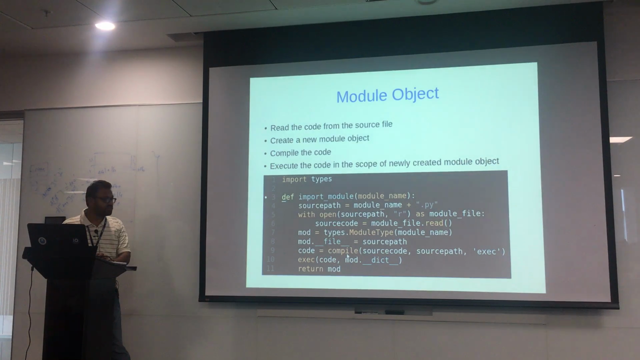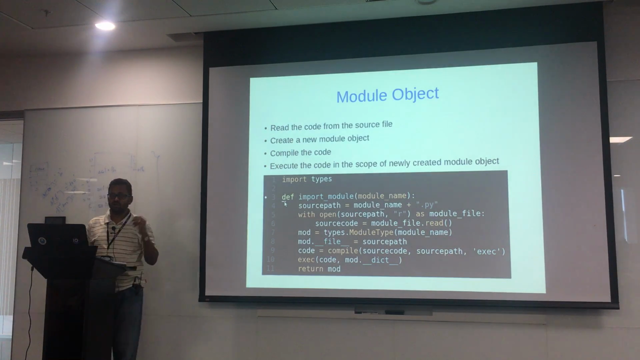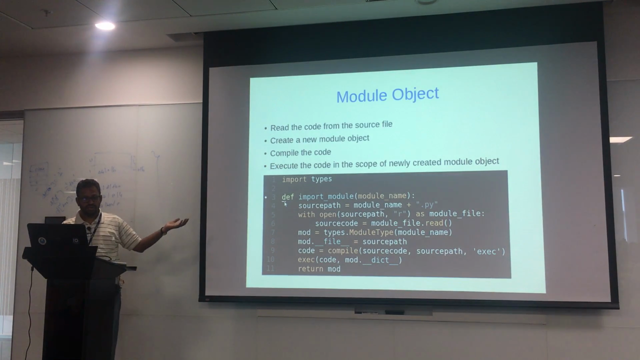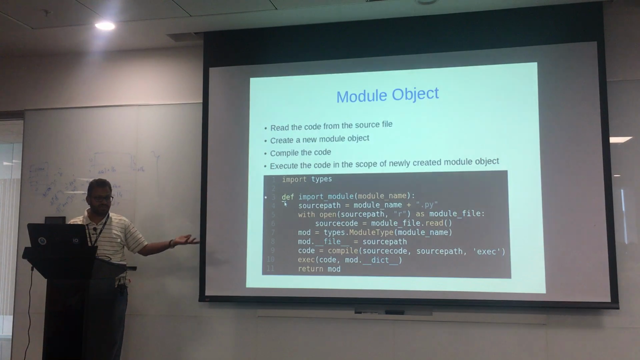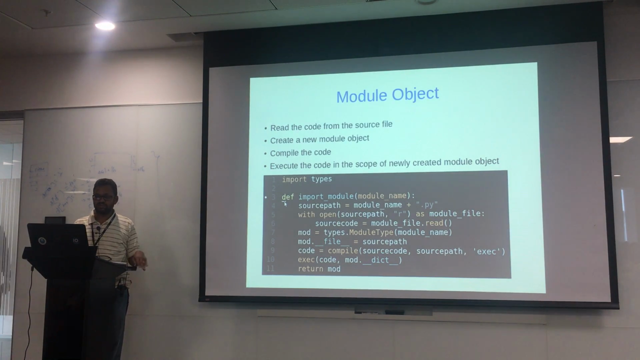Then compile. Compile is a built-in function in Python that takes the source code and the source path, and gives you a bytecode, created for the exec function. The code object you then execute in the scope of mod.__dict__. This is what you return, the module that was created, and then you put this module into sys.modules as a cache. So that's the end of the import process.